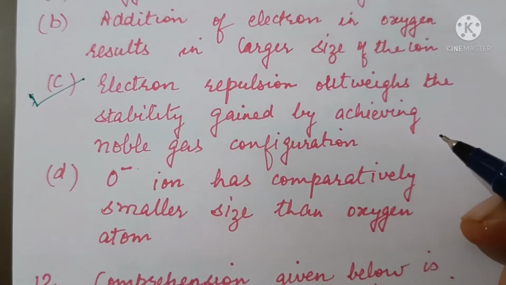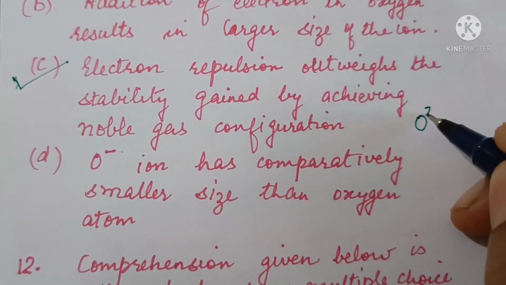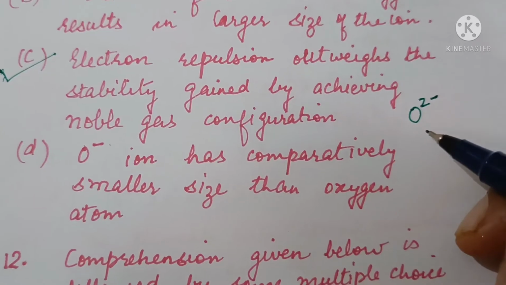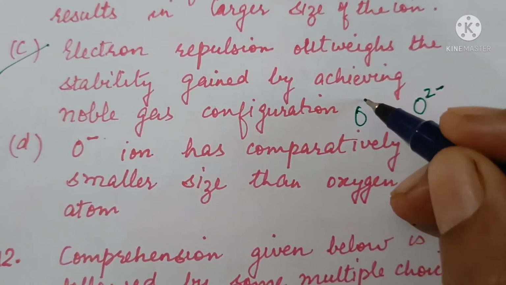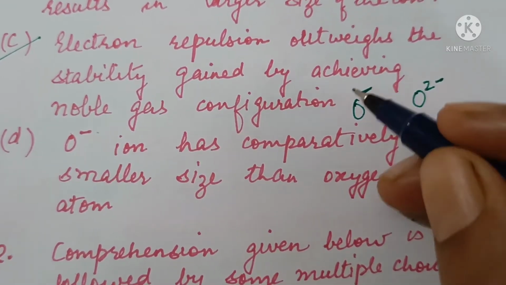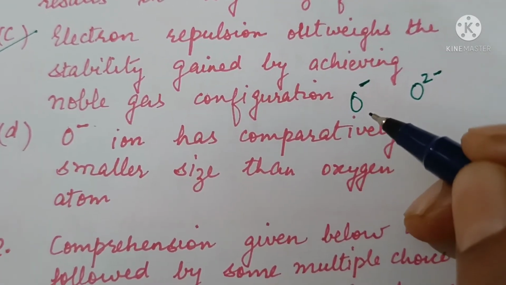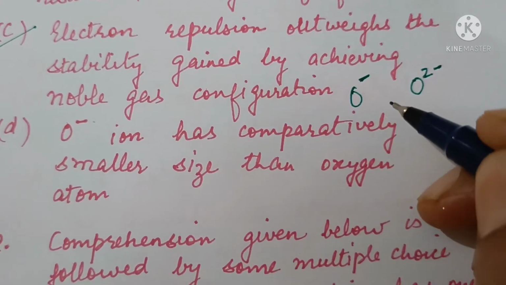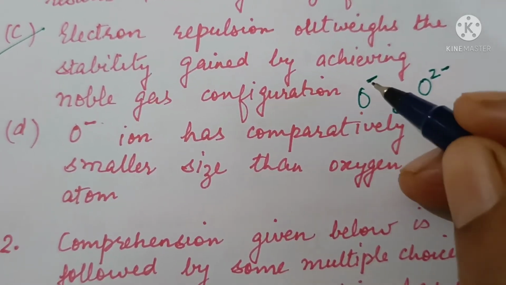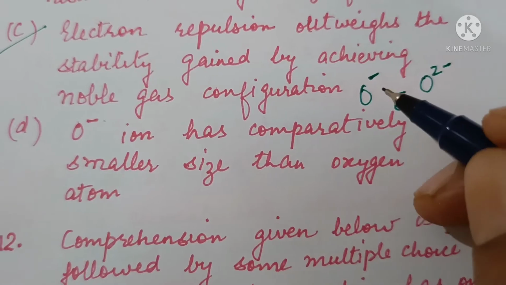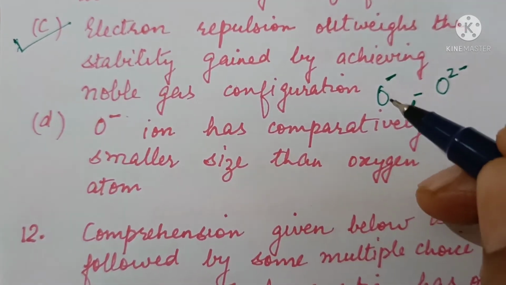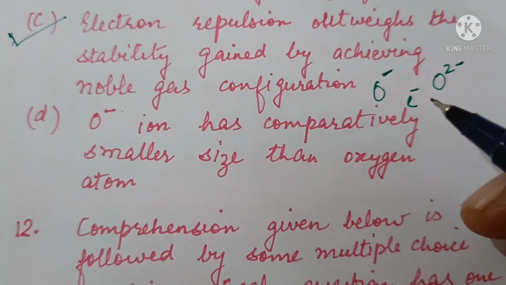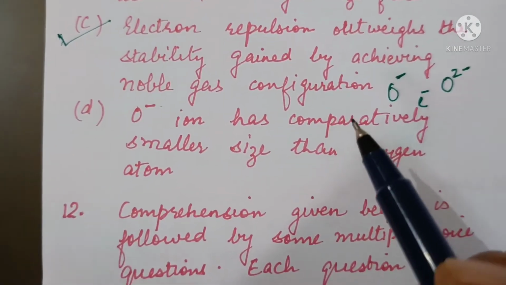Even though by gaining an electron, the oxide ion achieves the configuration of noble gas, because the electron is to enter an already negatively charged oxygen mononegative ion, the repulsion between the two negatively charged species has to be overcome. So extra energy is required to overcome this repulsion. So the reaction is endothermic.